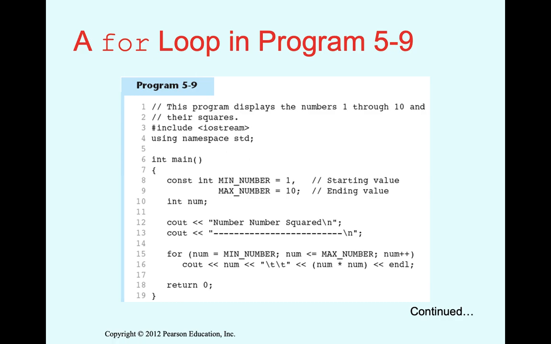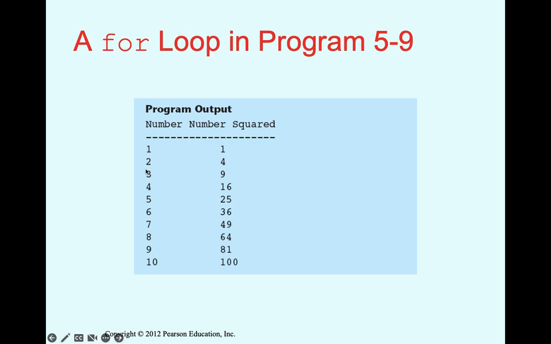So this is another example, but it prints from 1 to 10. For num equal to minimum number, num less than or equal to maximum number, which is 10, num plus plus. So we'll print the number and the square of this number. So it will print all the numbers and their squares from 1 to 10.